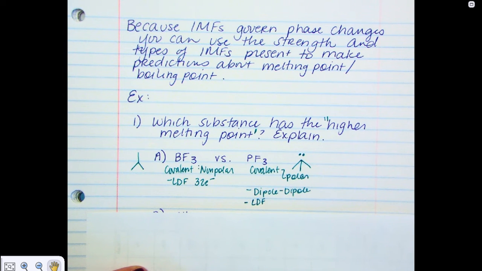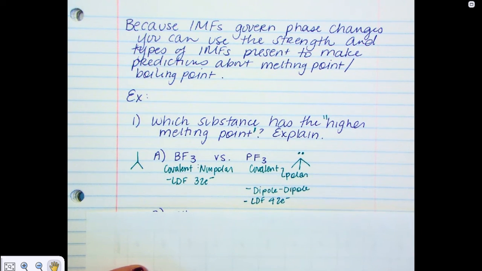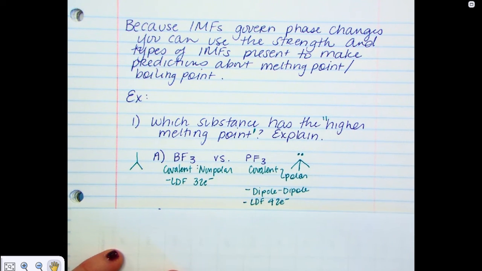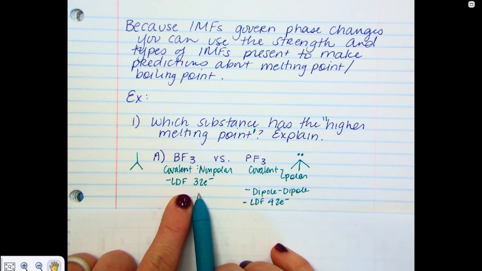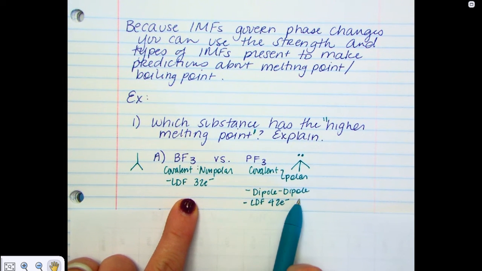So fluorine, we know, has 9 electrons. 9 times 3 is still 27, plus phosphorus has 15, so 42 electrons. So now I'm going to compare my forces. Only London dispersion with 32, London dispersion with 42, and dipole-dipole.